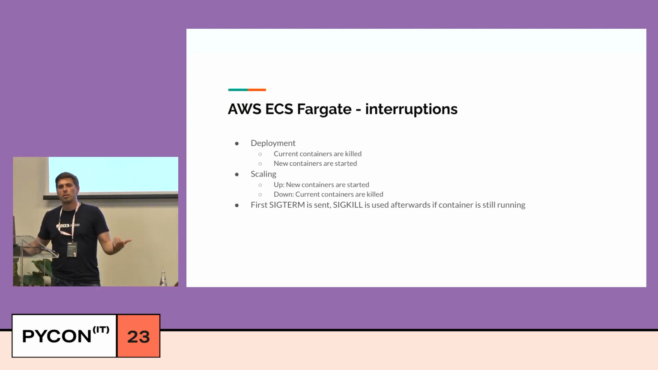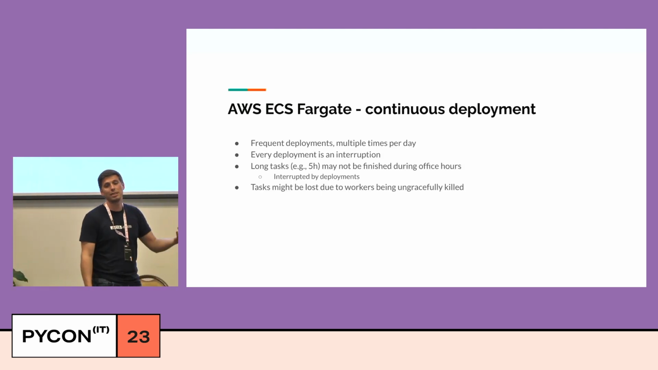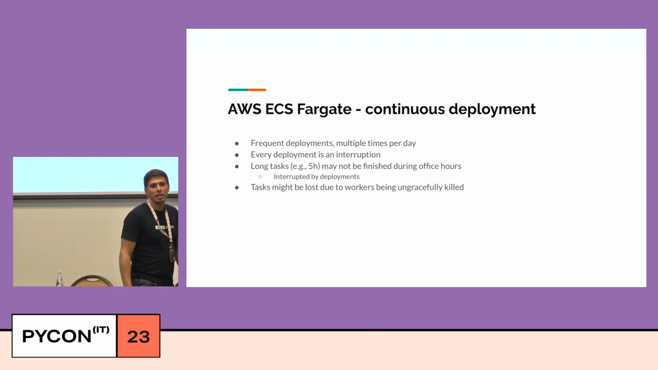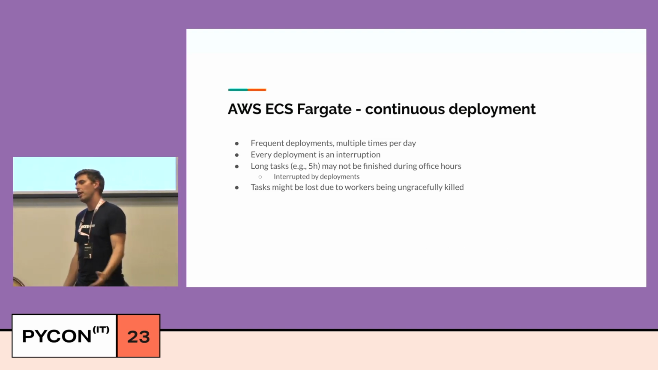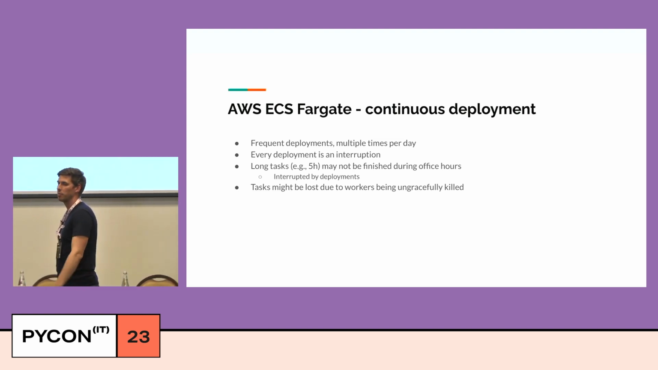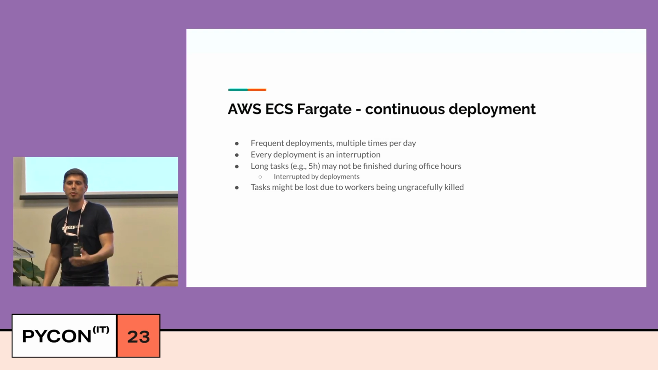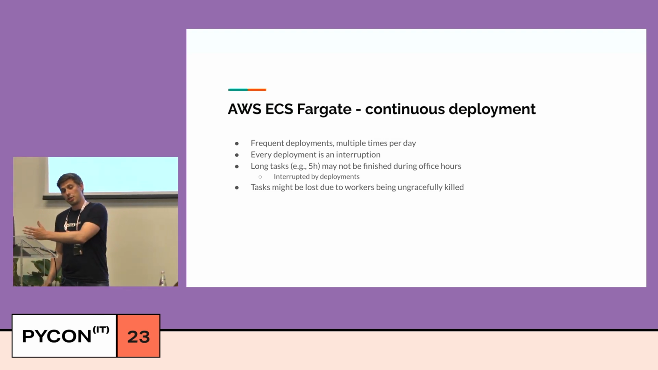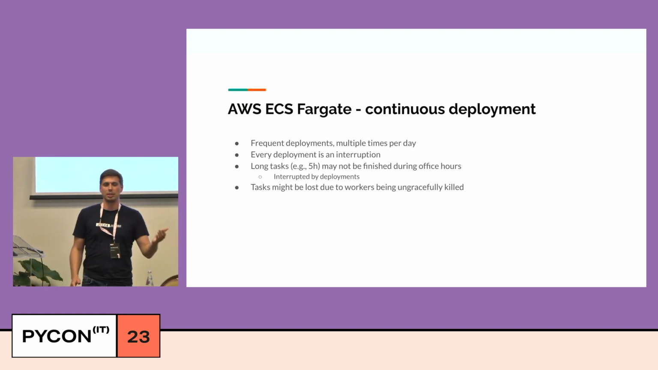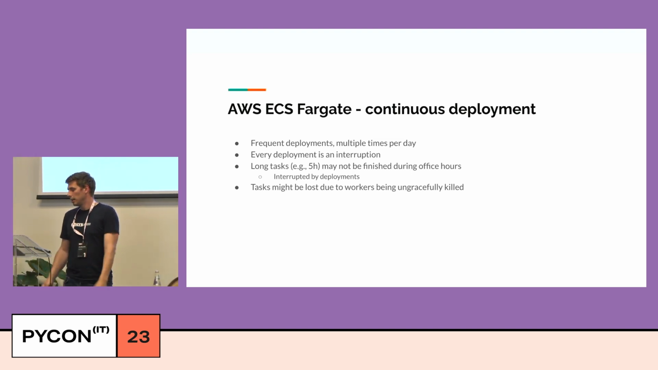So what to do when you're in a continuous deployment setup? First of all, what does that mean? That means that you're deploying pretty much all the time. So the window between different deployments is very small, or at least should be very small. In numbers, let's say 10 times per day. Depends on your team size, obviously. But as mentioned earlier, every deployment now is an interruption. So our containers are getting killed, which means our Celery workers are getting killed.